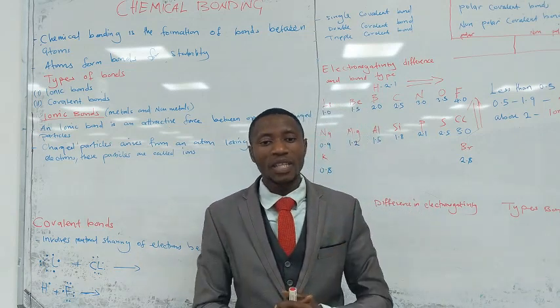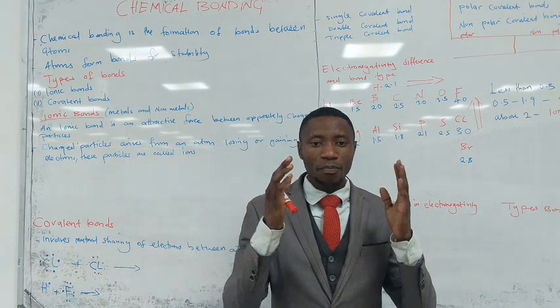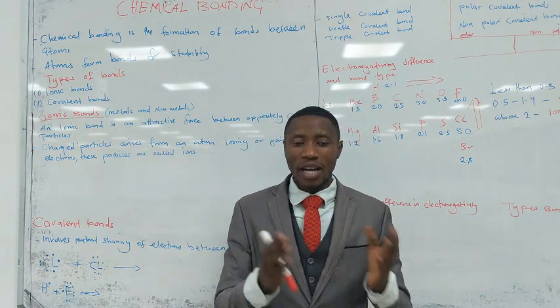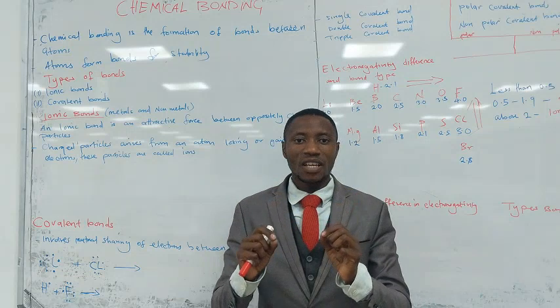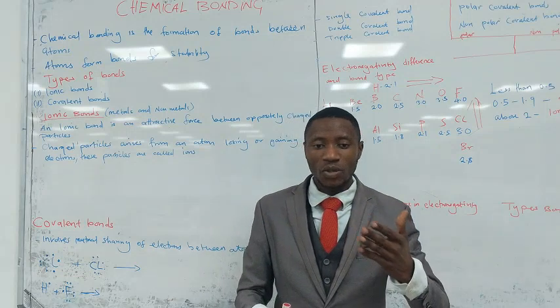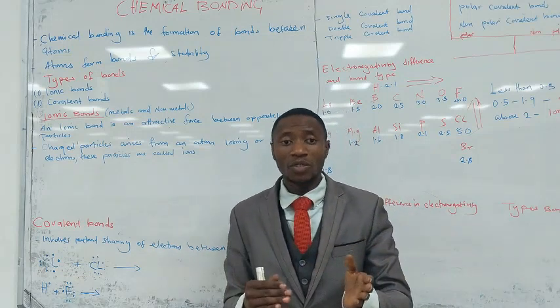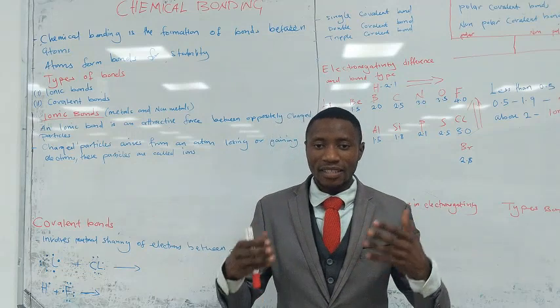Chemical bonding is just the formation of bonds between two or more atoms. Atoms form these bonds for stability. So they try to form these bonds with fellow atoms just to gain that stability.